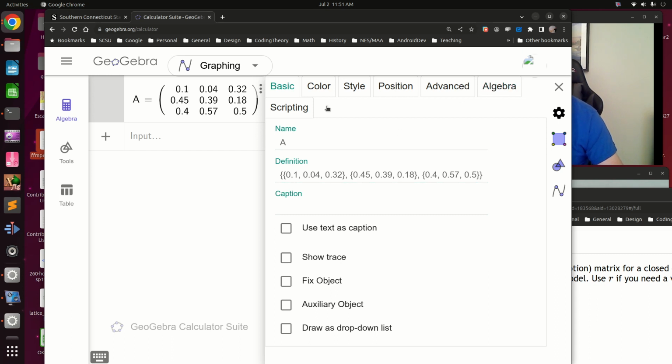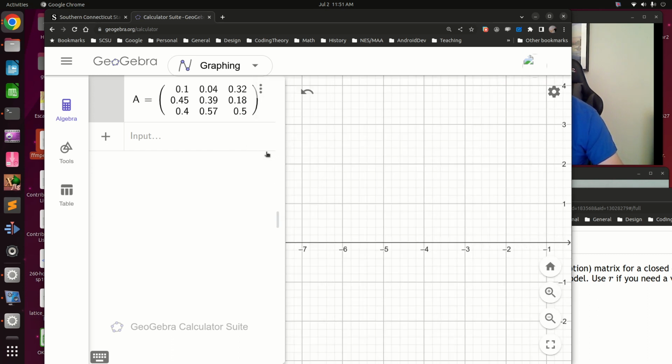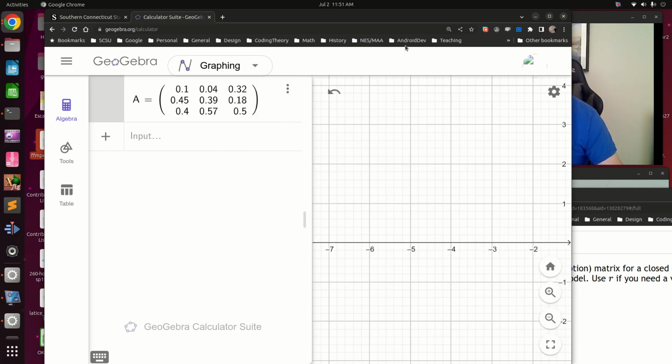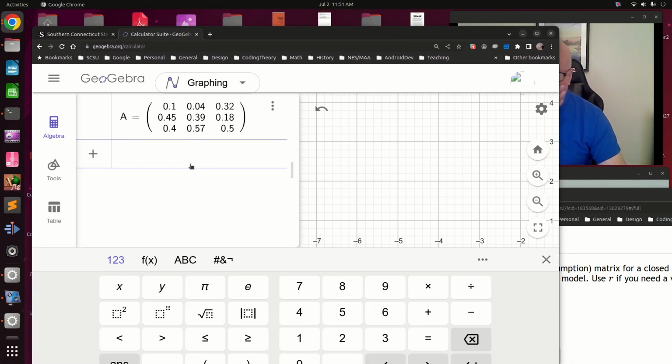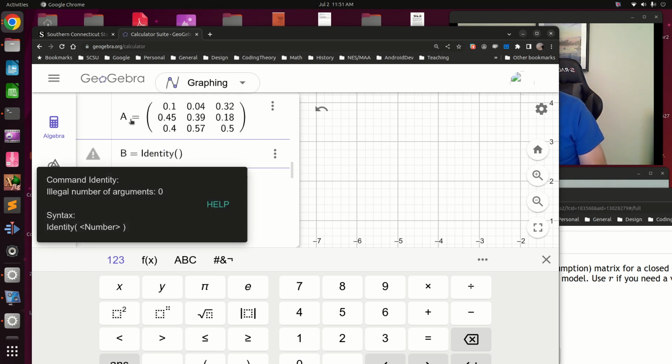Okay. So let me just close that window and get us back to looking at the algebra view. Now, I did say we wanted to have the identity matrix minus A. So I believe the best way to do that is to just use the computer. A lot of people are doing this part by hand, but you can get an identity matrix in GeoGebra by typing identity and then telling it how big you want it to be.